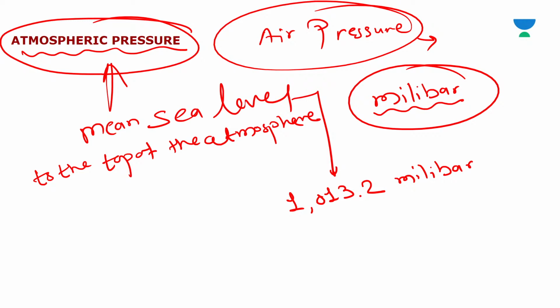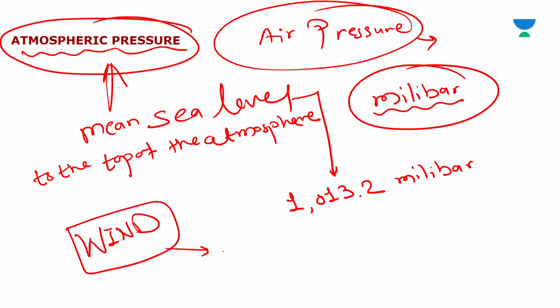Now, the pressure decreases with height. At any elevation it varies from place to place, and its variation is the primary cause of air motion, that is wind, which moves from high pressure areas to low pressure areas.